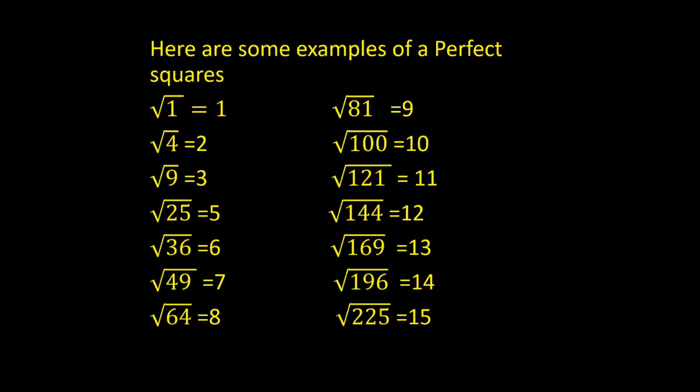It means, class, if we double 1, that is 1 times 1, our radicand is 1. If we double 2, that is 2 times 2, the radicand is 4. If we double 3, that is 3 times 3, the radicand is 9. If we double 5, that is 25, the radicand is 25, and so on.